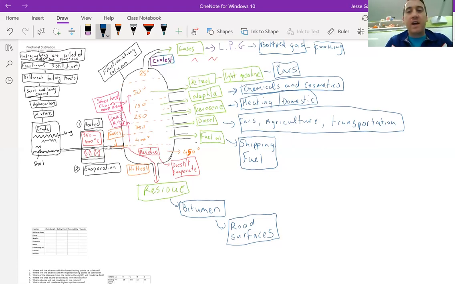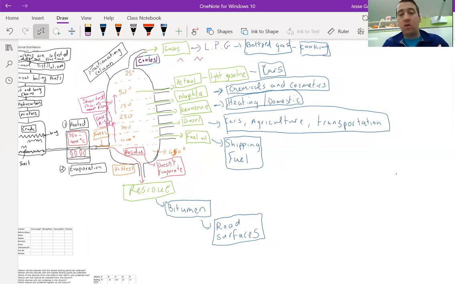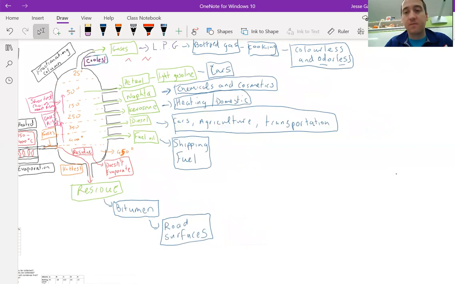Now, the gases that come out of the fractionating column at the very top are colorless and odorless. That's their appearance. If we were to have a sample of these coming straight out of the top of the fractionating column, they will be colorless and odorless. Odorless, odor means smell and less means there isn't any. So it's odorless.